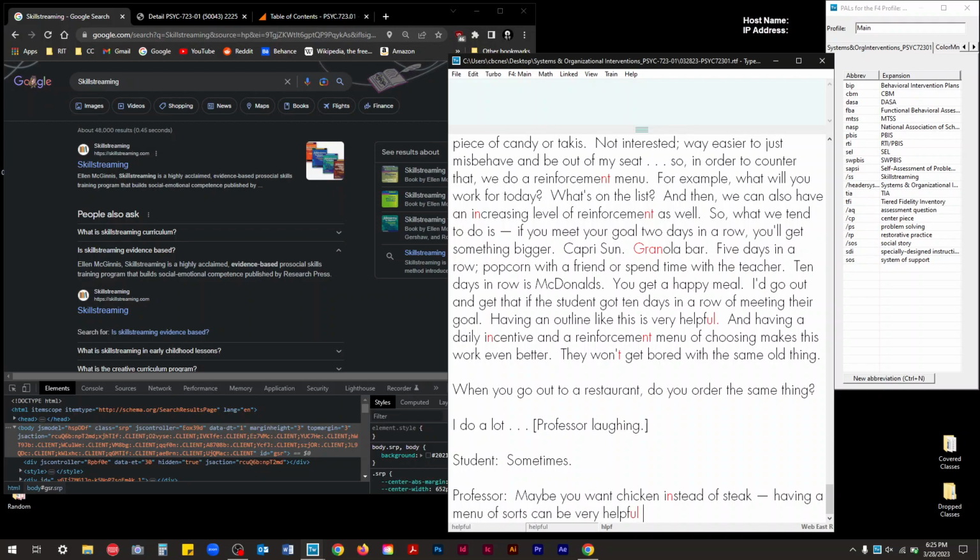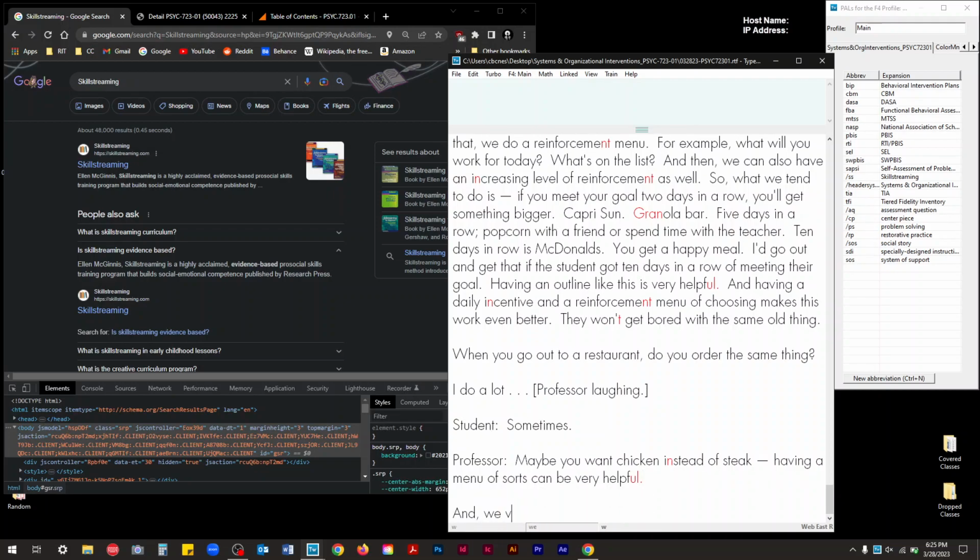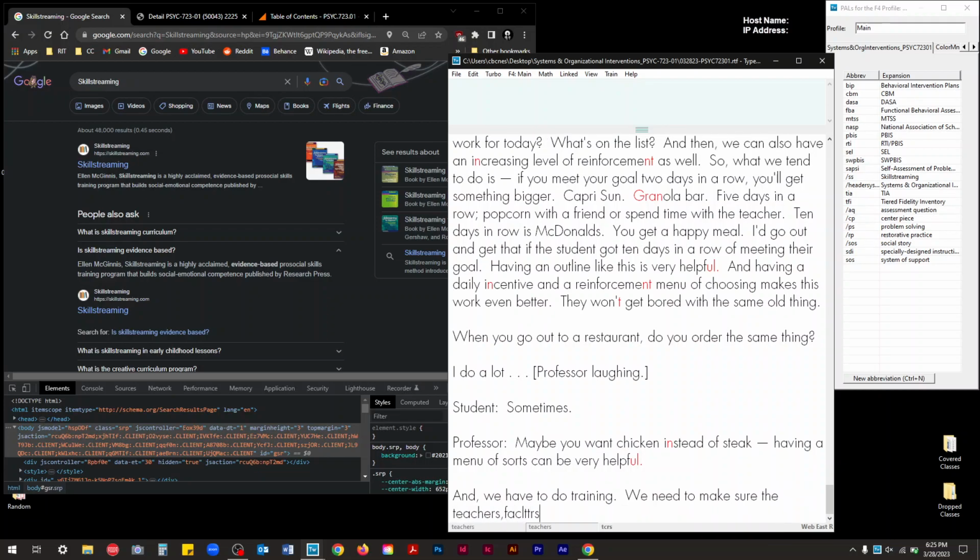We have to do some training. So we have to make sure that the teachers know how to do this. We need to make sure that the facilitators know how to do this. We need to make sure that the students know how to do this, and that the parents also understand what's going on and their expectations.